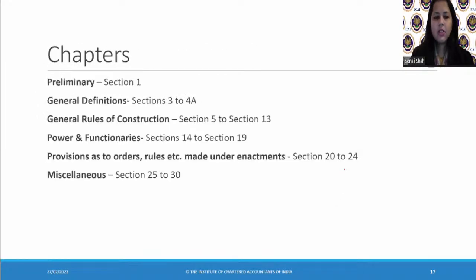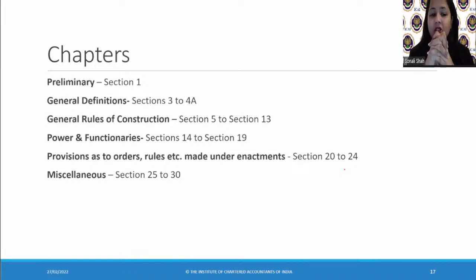this chapter of yours has been divided into different parts. So if you look at the General Clauses Act, there are different parts to it. The preliminary part, which contains the short title, long title, the definitions and their applicability, has been provided for in sections 3 and 4. General rules of construction have been provided in sections 5 to 13. Some rules pertaining to powers and functionaries have been provided in 14 to 19, and provisions as to orders and rules have been made in sections 20 to 24, and there are some miscellaneous provisions provided in sections 25 to 30. So all in all, it's a tiny legislation with only 30 sections.